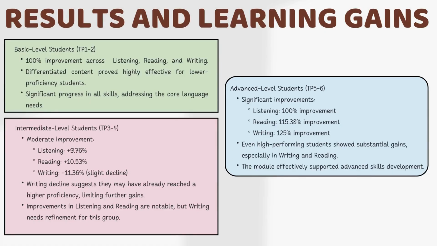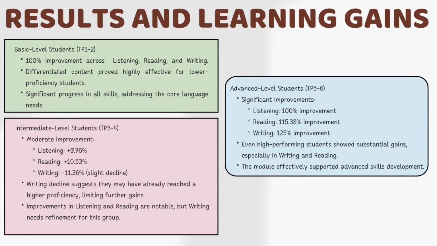with listening 9.76%, reading 10.53%, writing negative 11.36%. These results actually indicate that the students have moved on and reached a higher proficiency, leaving the intermediate level. So that's why it shows a moderate result. They move to a higher level, which is the advanced level. They are no longer in the intermediate level. So that's why the result is slightly lower. That's why writing shows a negative percentage compared to listening and reading. Listening and reading are still positive, because some basic level students moved into intermediate level proficiency.